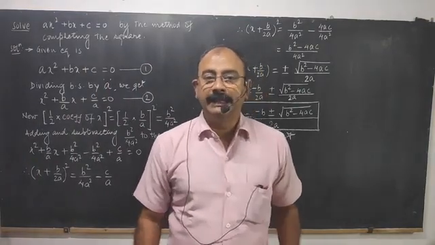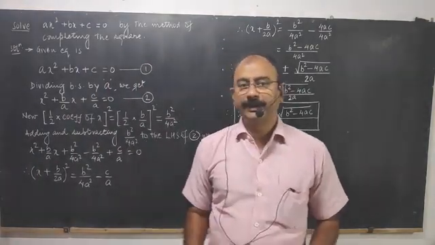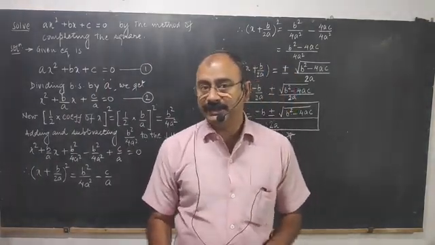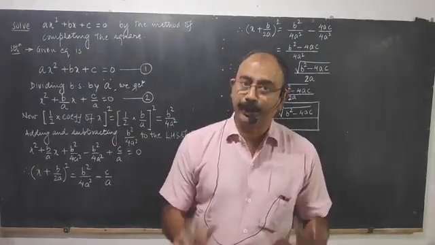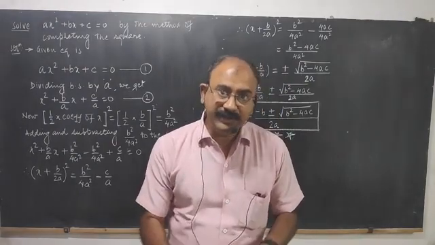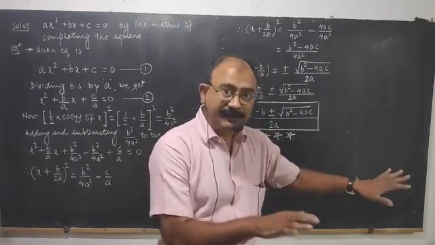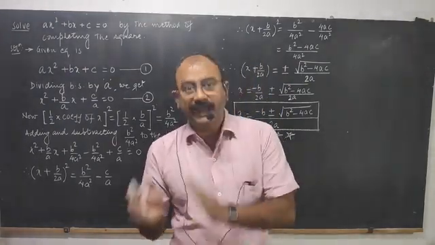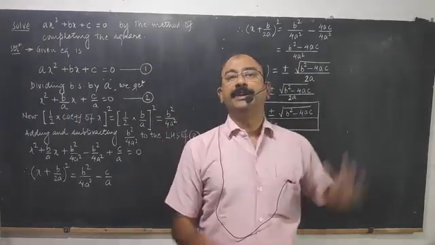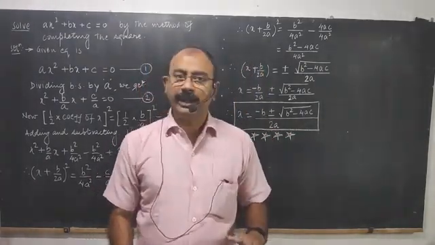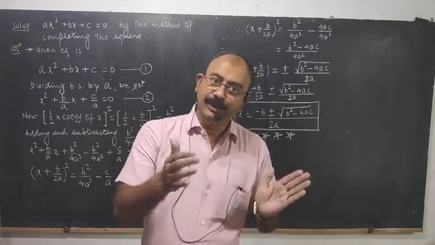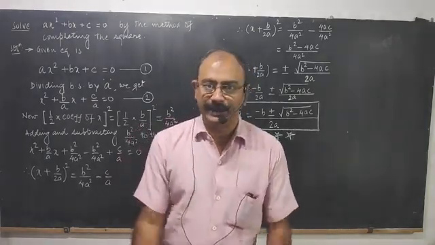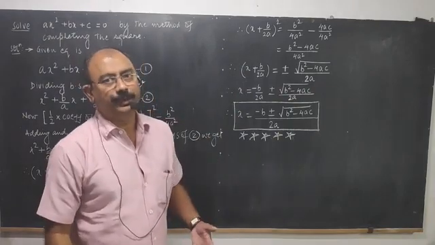The third and last method of solving the quadratic equation in our syllabus is the formula method. But the formula is derived using the method of completing the square. So the second method leads to the third method, the formula method. We will derive the formula, and in the third method we will use that formula to solve the examples. Let us see how to derive the formula.